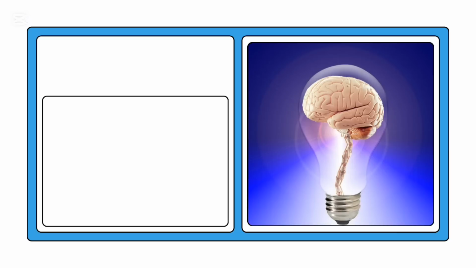2. How neurons communicate. Synaptic transmission. Neurons don't touch. They communicate through a small gap called the synapse. Chemicals called neurotransmitters carry signals between neurons. 3. Types of neurons. Sensory neurons carry signals from the senses to the brain. Motor neurons carry signals from the brain to muscles. Interneurons connect neurons to process information.